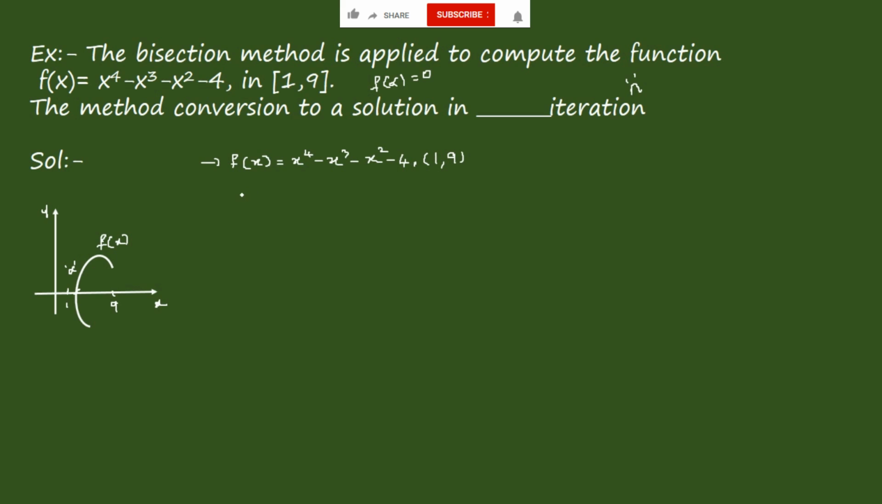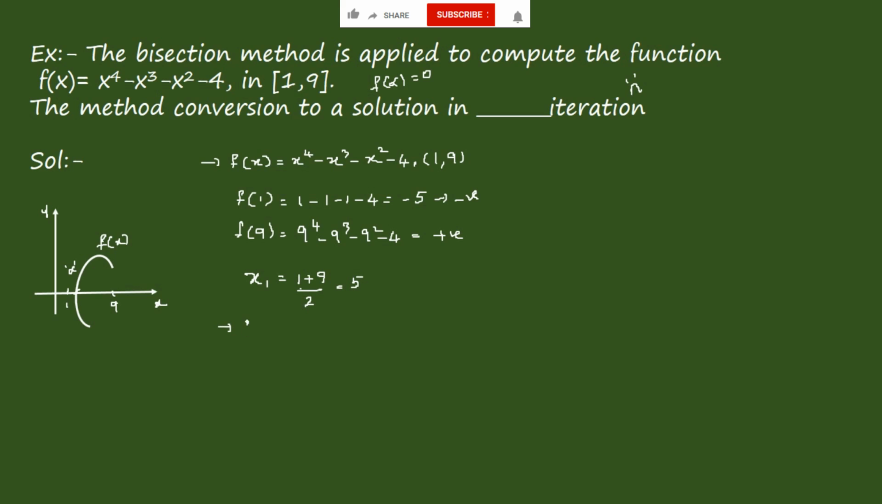First, we find the value of f(1), which is 1 - 1 - 1 - 4, which is equal to -5. It is a negative value. And f(9), which is 9^4 - 9^3 - 9^2 - 4, is guaranteed to be a positive value. Now we define the first value, x1, which is equal to (1 + 9)/2, which is 5.